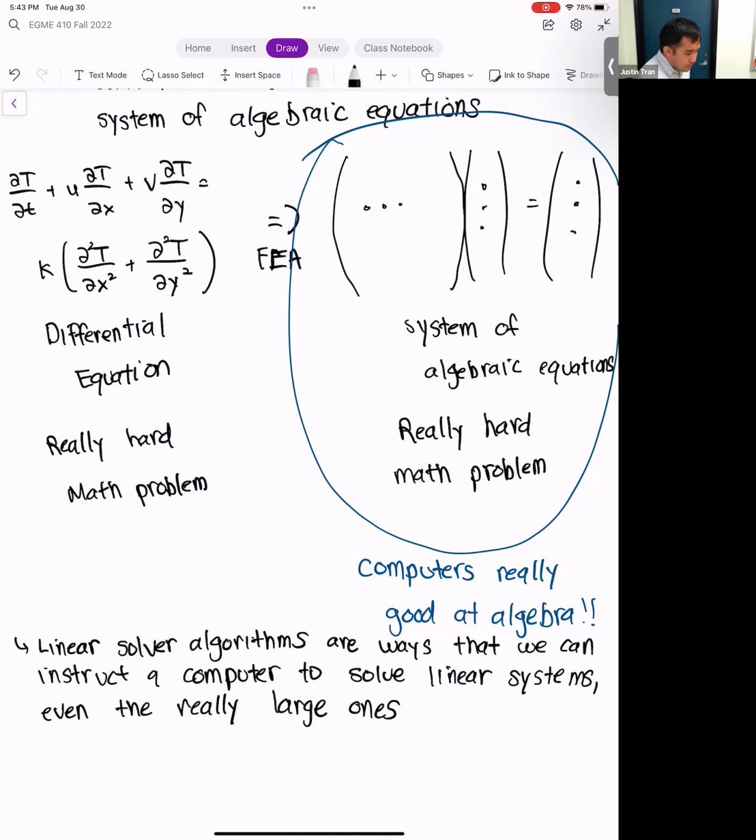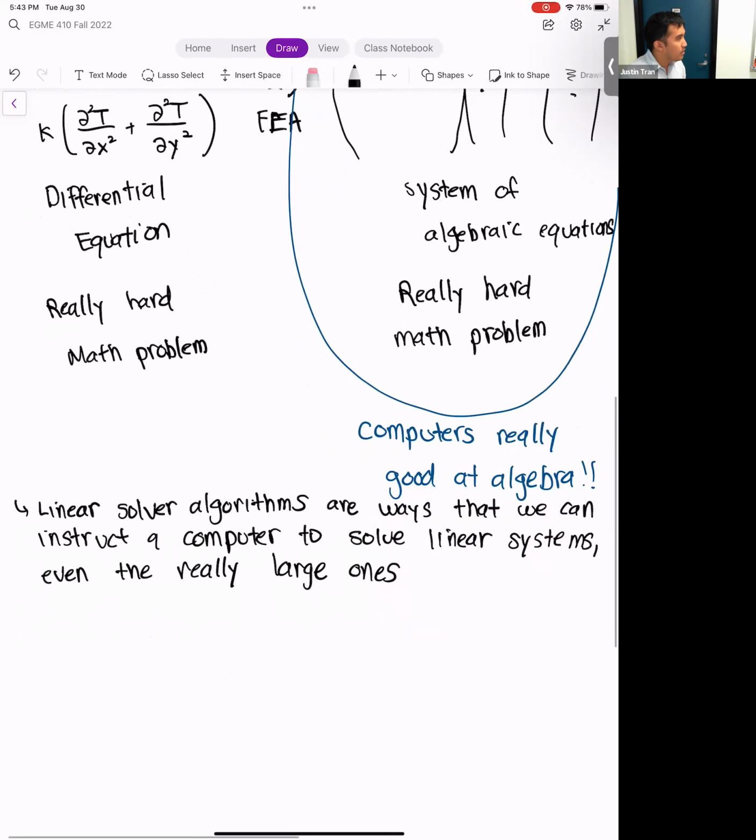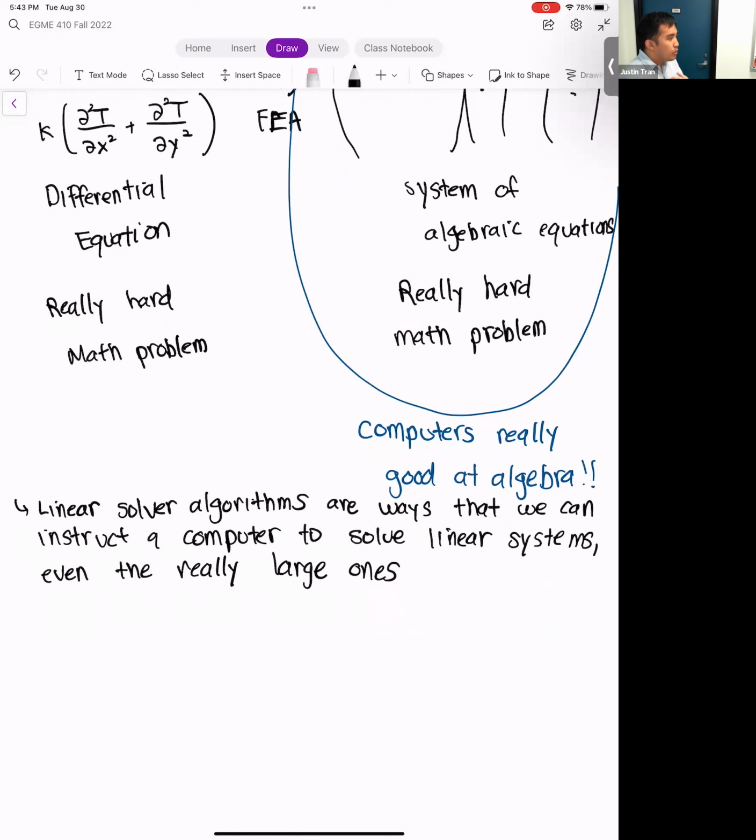And what's interesting, and this is more trivia, is that finding good linear solver algorithms is still very much a hot topic of research today, because we're still trying to figure out the best ways that we can utilize computers to solve a linear system. So if you go to any university with a self-respecting applied math department, there's probably at least one professor there researching better linear solver algorithms. That's how intense it is.